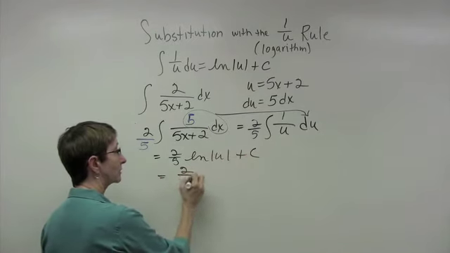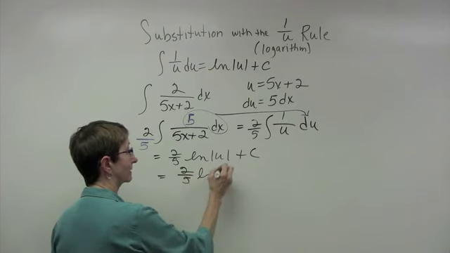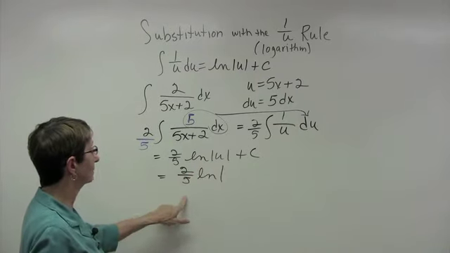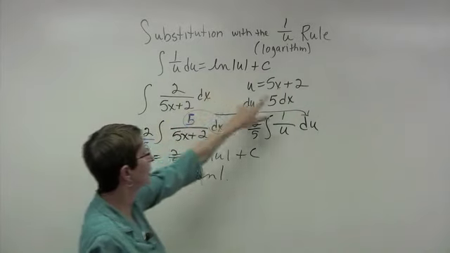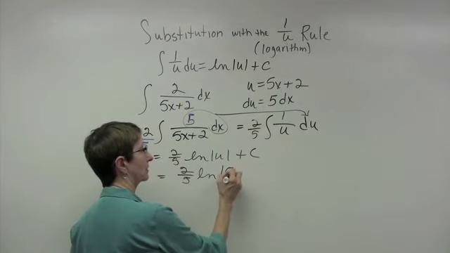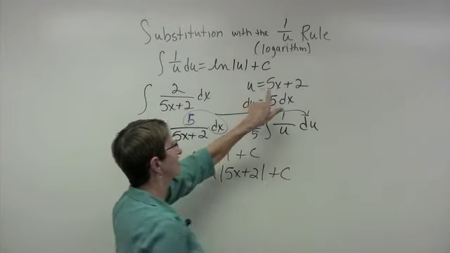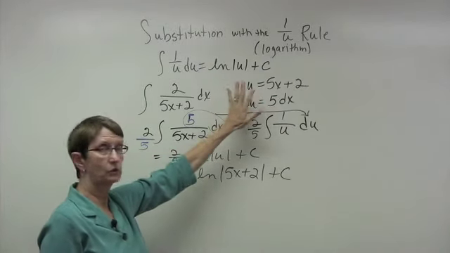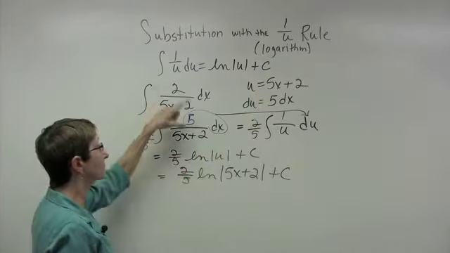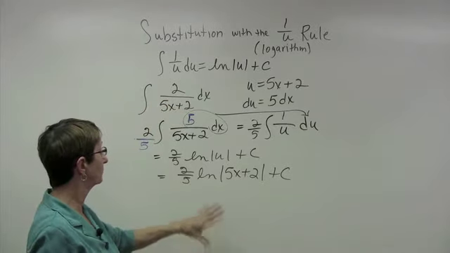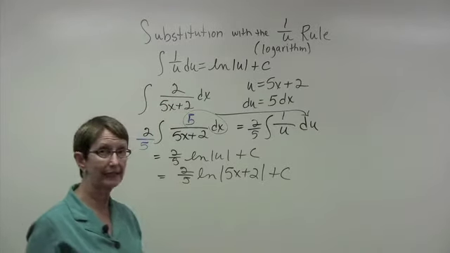And so the final answer means just put the x's back in: 2/5 ln absolute value of 5x plus 2. When you want to substitute u back in, if you go up where you wrote it, that is the easiest way to find out what it was, instead of trying to look back in the original integral. So this would be the final answer.